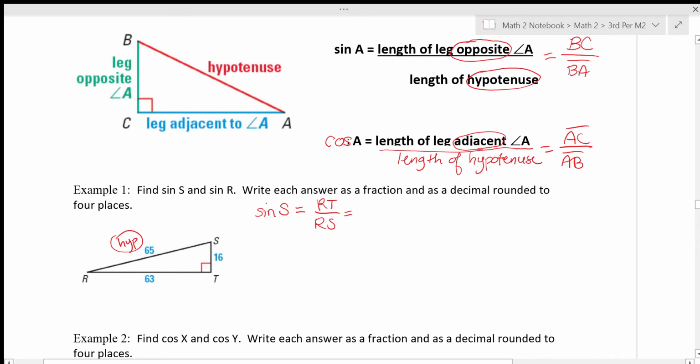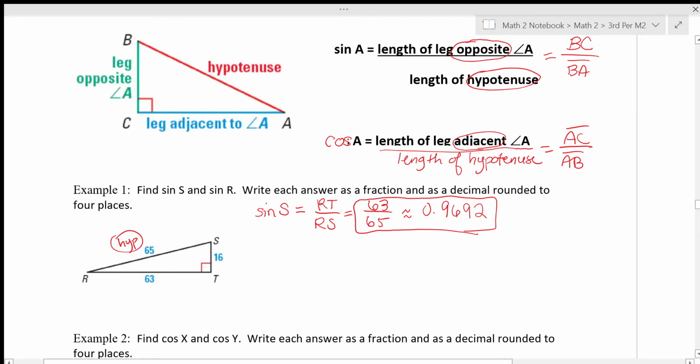Then we plug in the numbers that we know. So RT is 63, and RS is 65. We can't reduce that fraction at all, so there's our answer as a fraction. And then as a decimal, 63 divided by 65 is equal to 0.96923, etc. So we're going to round that to 4 decimal places. Our answer is going to be 0.9692. So there's our answer for sine S, written as a fraction and as a decimal.